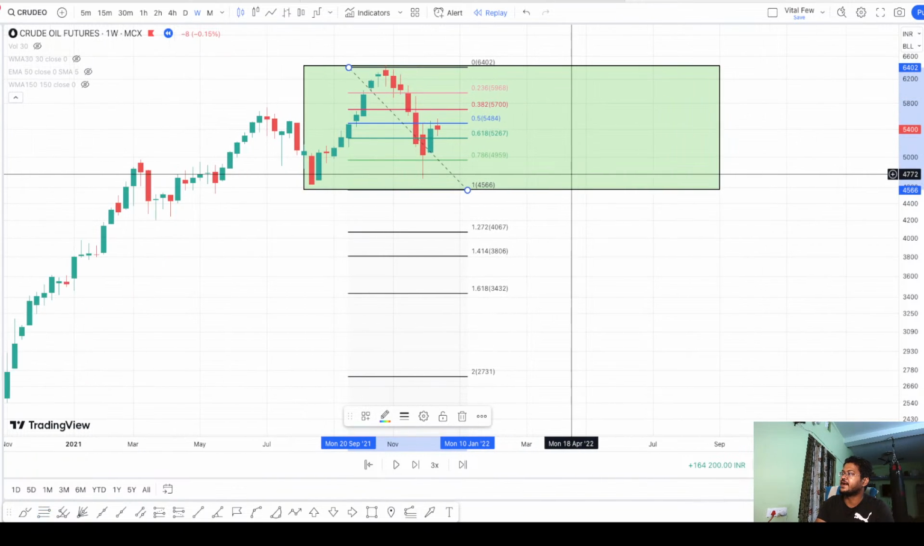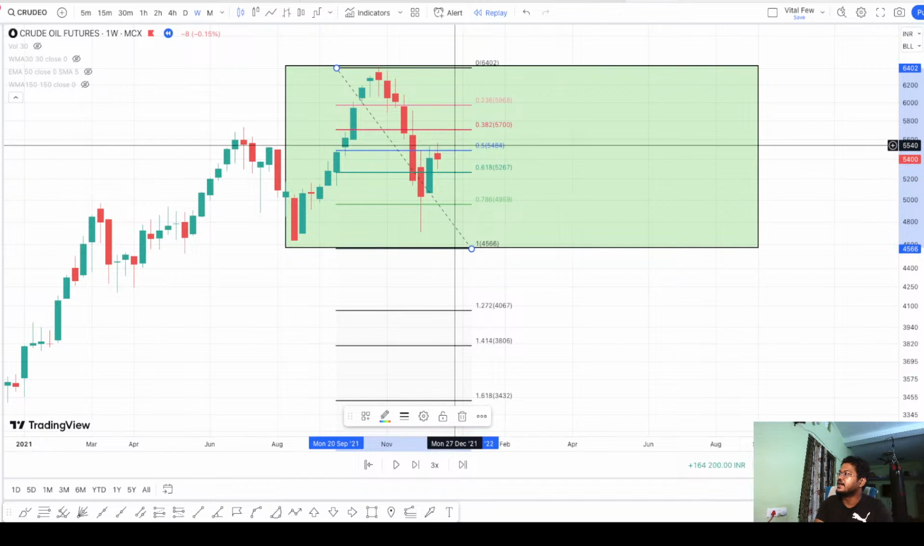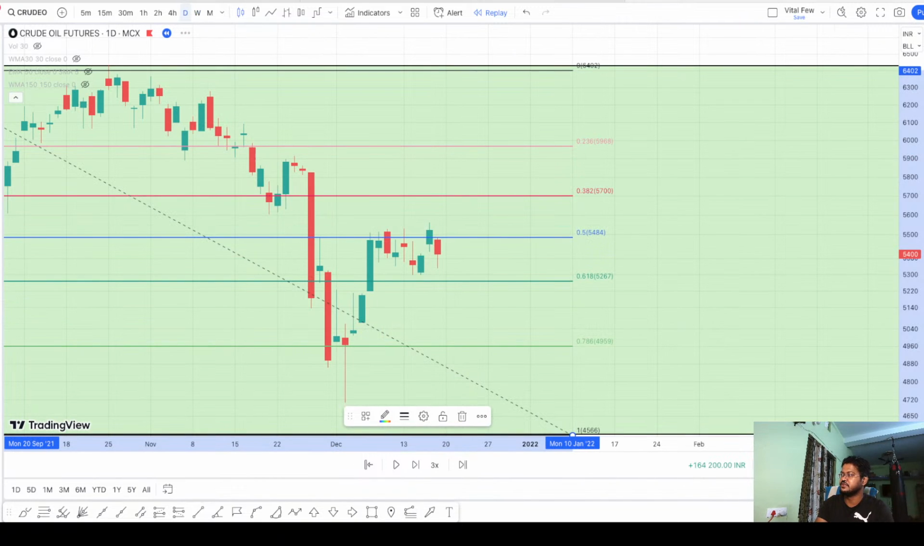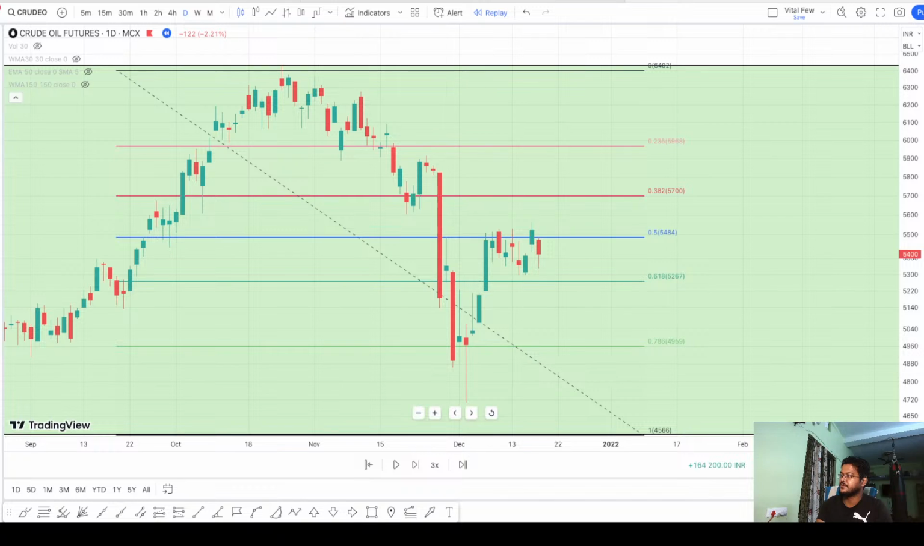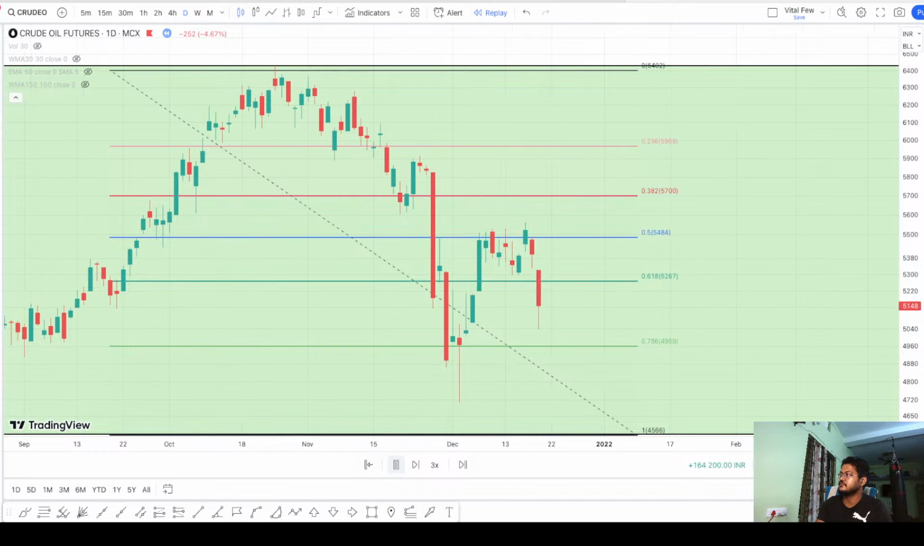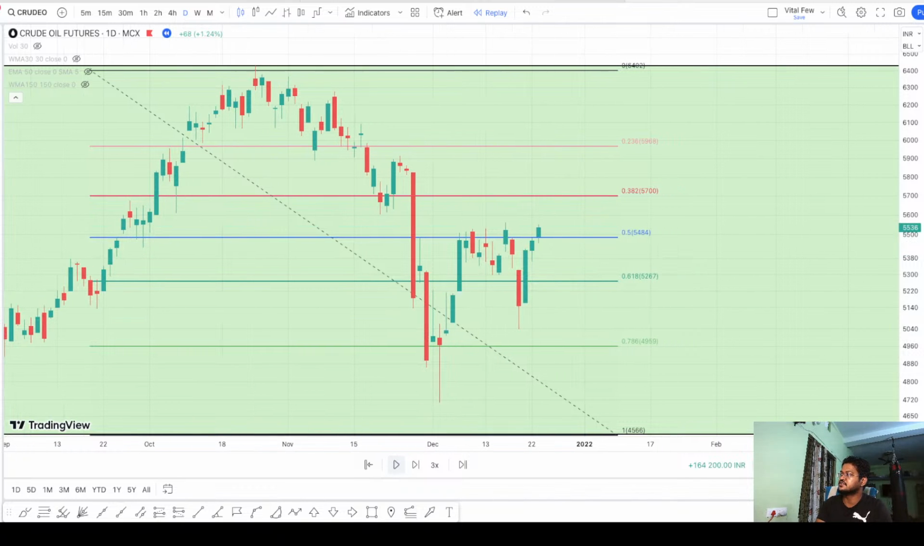You can see the price is now reacting to this level, 0.5 level. So I need to get a confirmation if it will get a pullback from there or not, and if it crosses this 0.618 level with a big red candle, I will make the entry. See, it did cross but with a weak candle.